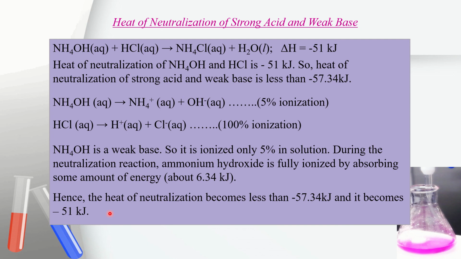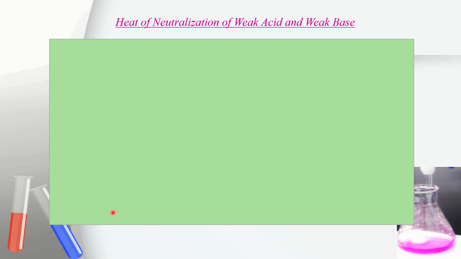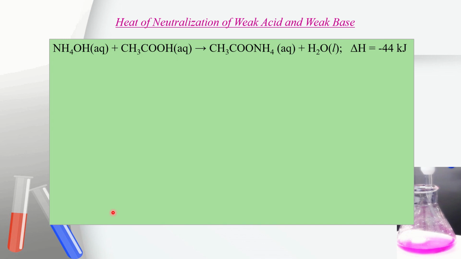Now, we learned the heat of neutralization of strong acid and weak base, or weak acid and strong base. Now, if the acid and base both are weak, then what will happen? So now we will read about the heat of neutralization of weak acid and weak base. Ammonium hydroxide is a weak base, and acetic acid is a weak acid. But it is also a neutralization reaction because the reaction is between acid and base and they produce salt and water.